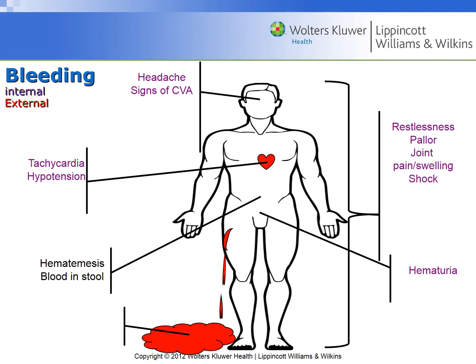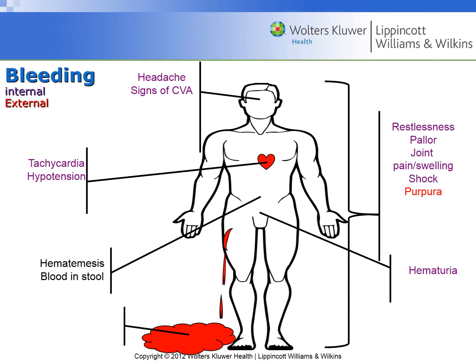Shock. Now, recall back to first term, as we're talking about shock. Remember that shock is a precipitous drop in blood pressure. So, in this case, when we have bleeding, we have a lowered blood volume that would be hypovolemic, and it would be hypovolemic shock.